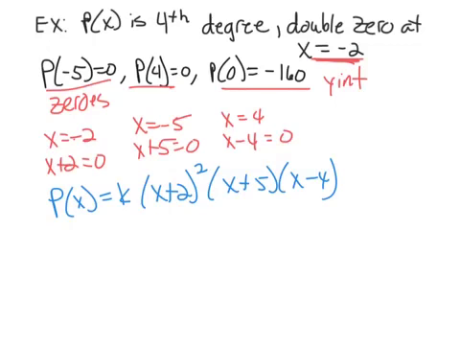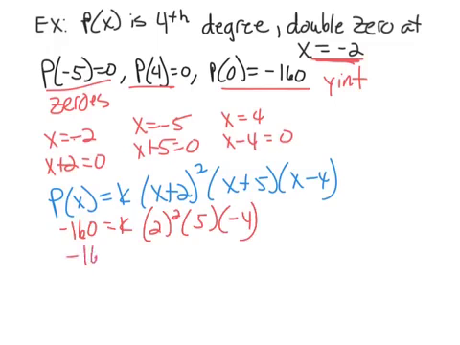We don't really look at the end behavior in this problem because there's nothing to really use, but my last thing is the fact that -160 is the value I get when x is 0. So when x is 0, my first factor becomes 2 squared, my second one becomes 5, and my third one becomes -4. When I multiply all that together, this is 4 times -4 times 5. That ends up being negative 80, so -160 is equal to -80k, and k ends up being positive 2.